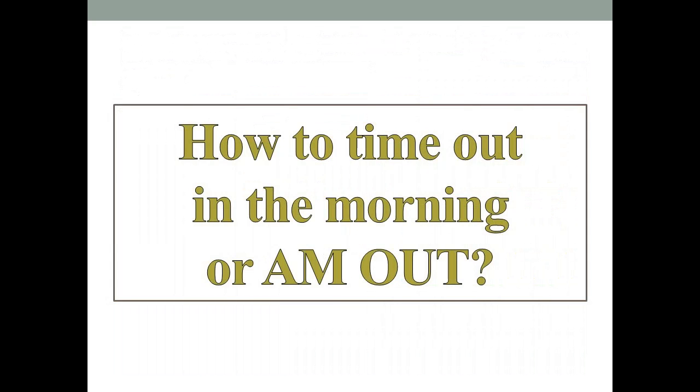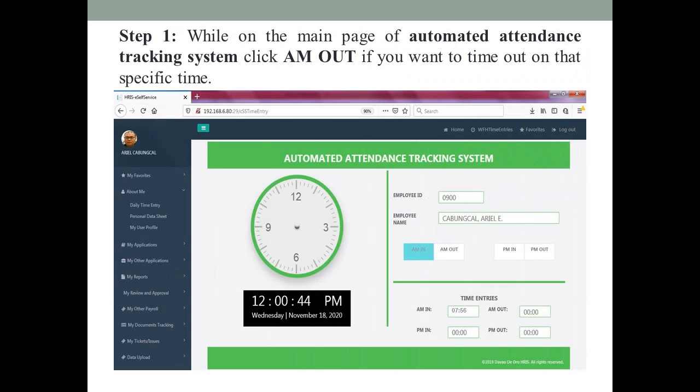How to time out in the morning, or AM out. Step 1. While on the main page of the Automated Attendance Tracking System, click AM out if you want to time out at that specific time.